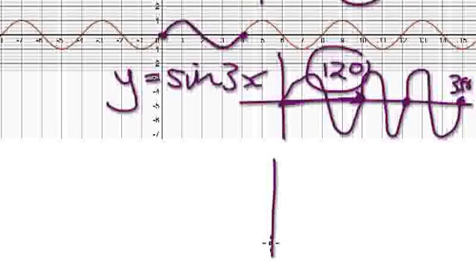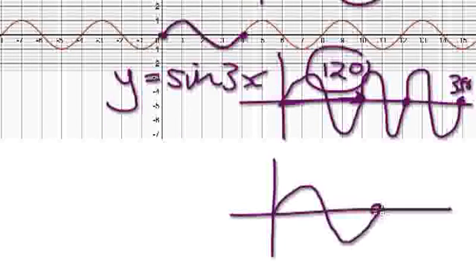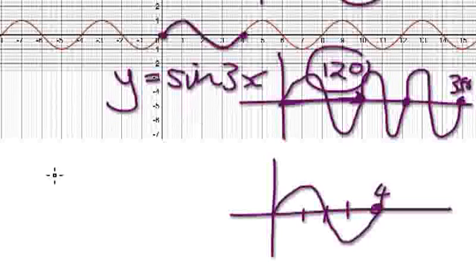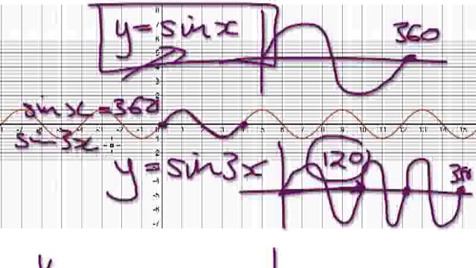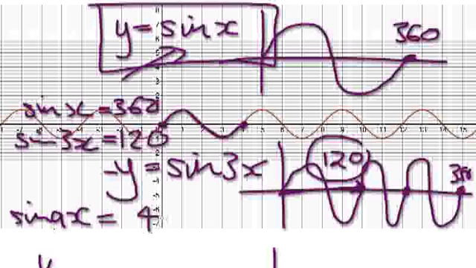So now I want a period of 4. So this is 1 here, 2 here, 3 here, 4 here. If you want a period of 4, you would start out by looking at this. Sine of x gave me a period of 360. Sine of 3x gave me a period of 120. Now I somehow want an a here where it will give me a period of 4.